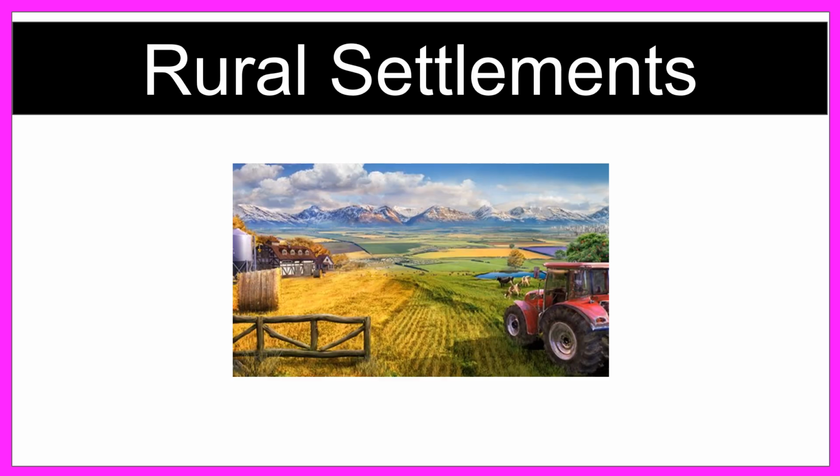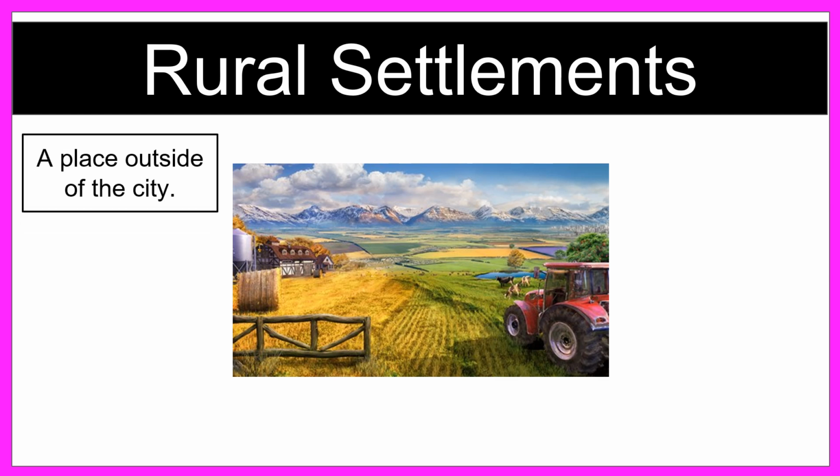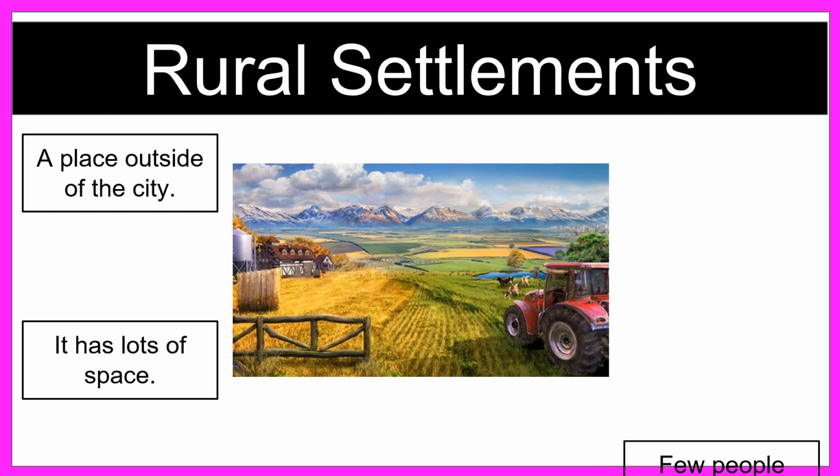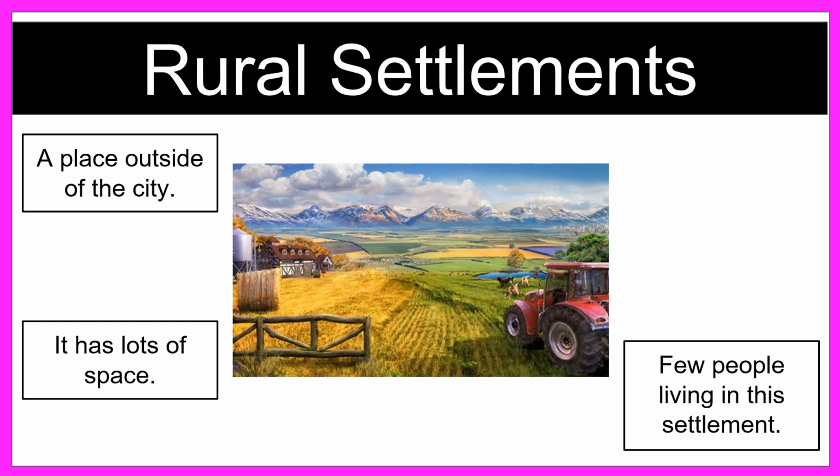Rural settlements. As we can see in the picture, there is a lot of space, it's very open, and we can see there's a tractor there. It looks like a farm, it's out more in nature. So we can start off by saying that it is a place outside of the city. It has lots of space. There's not many people living in the settlement. We can see because there's not a lot of houses there. So there's not many people who live there.